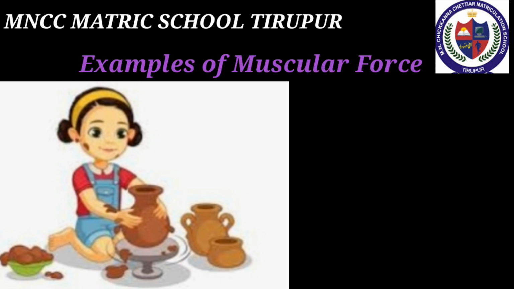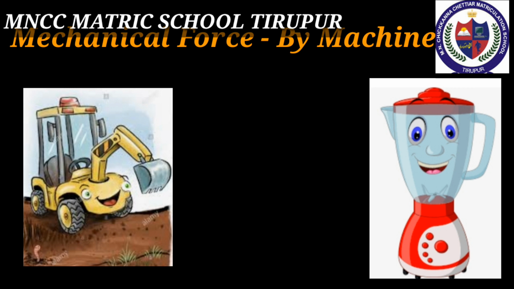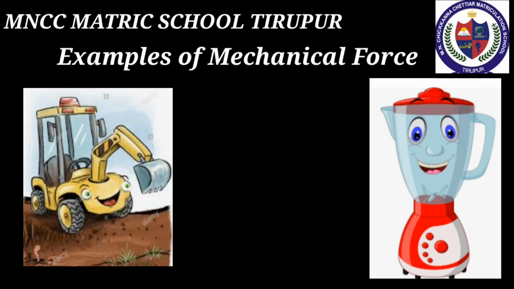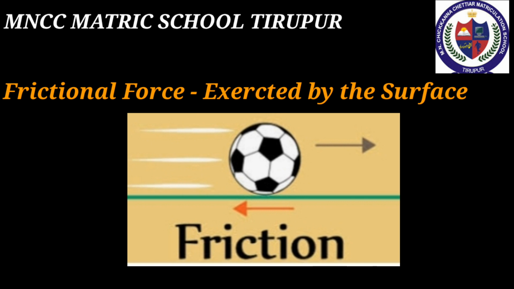For example, here a girl uses her hands to make the pots. The next picture shows a boy using his legs to pedal the bicycle. Next one is mechanical force. The force applied by a machine is called mechanical force. Some examples of mechanical force are using a bulldozer to dig ground, grinding using a mixer grinder. Frictional force is a force exerted by the surface when an object moves over it.